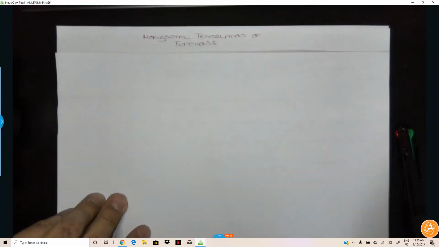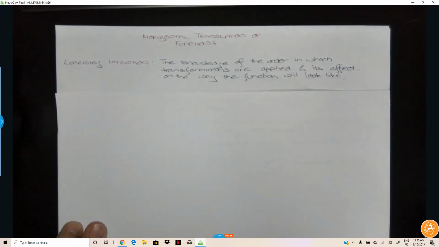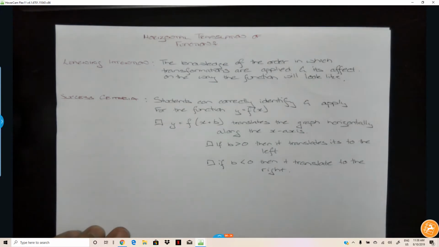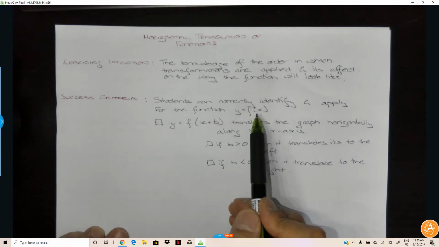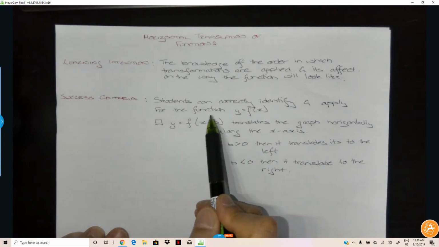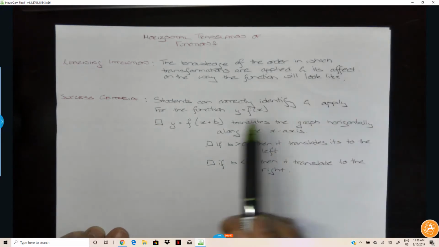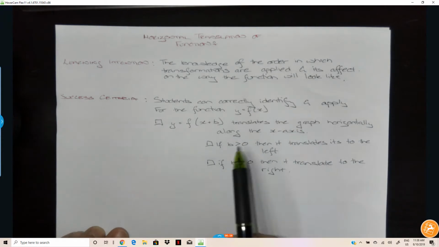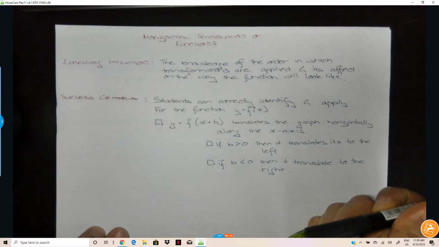Okay, so today we're looking at the horizontal translation of functions. We're still keeping our same learning intention. We're still trying to build our knowledge of the order in which transformations are applied to a function and how it will look. We'll be successful if we can correctly identify and apply, if we've got a function y equals f of x, y equals f of x plus b, this translates the graph horizontally along the x-axis. If b is greater than 0, we're going to the left, and if b is less than 0, we're going to go to the right.